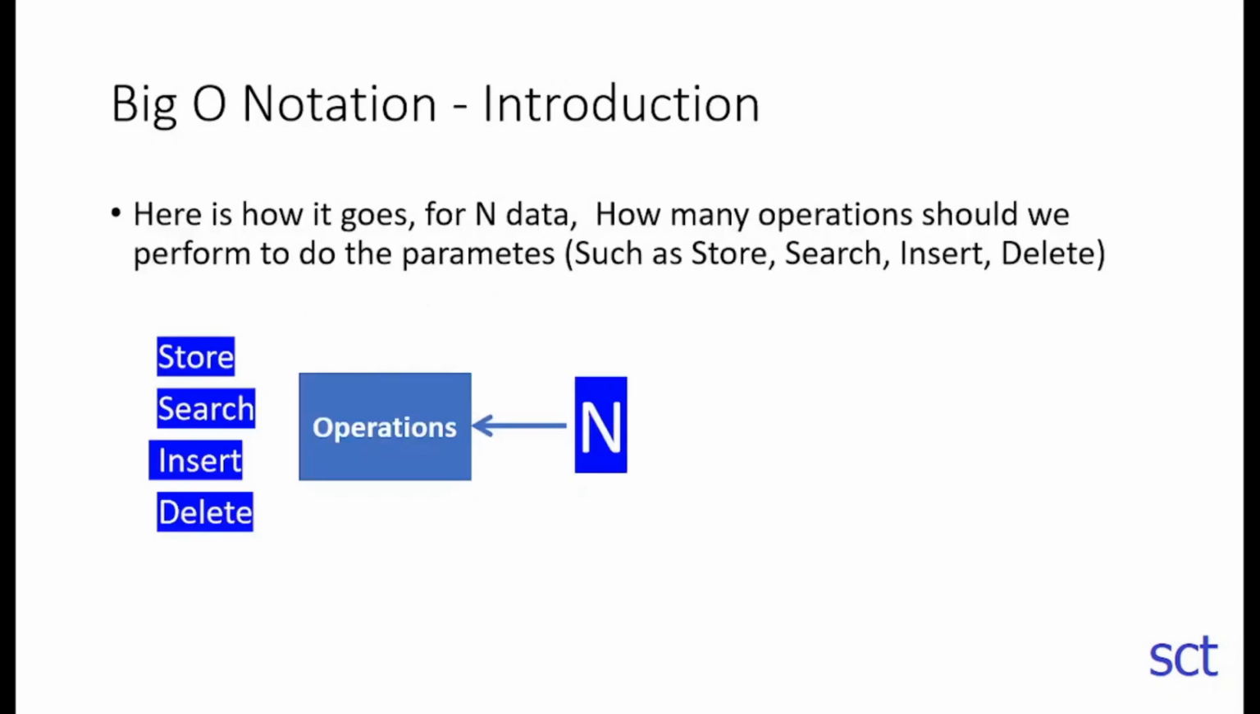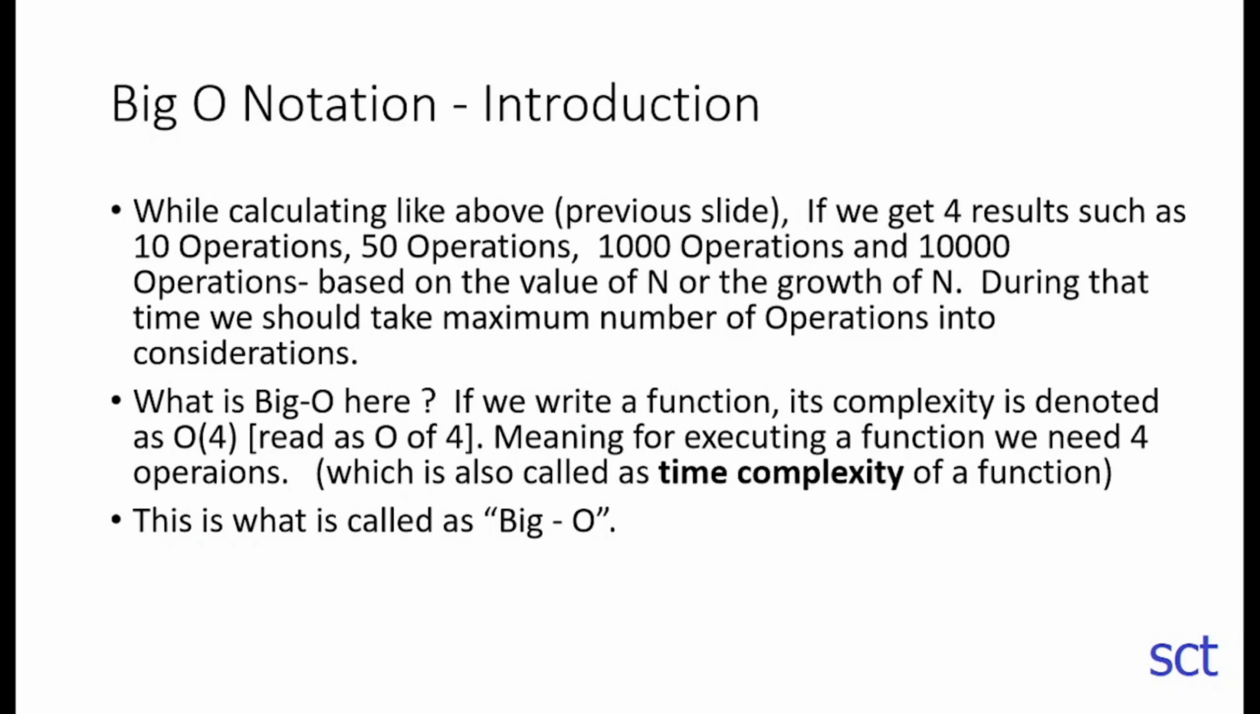Now here is how it goes. When you have n data, that means if you have 10 data or 20 data, how many operations do you need to perform to store the data? If you have n data, how many operations do you need to perform to search? When you have n data, how many operations do you need to perform to do insert and delete? So this is what we are going to see, how it is going to happen in big O notation.